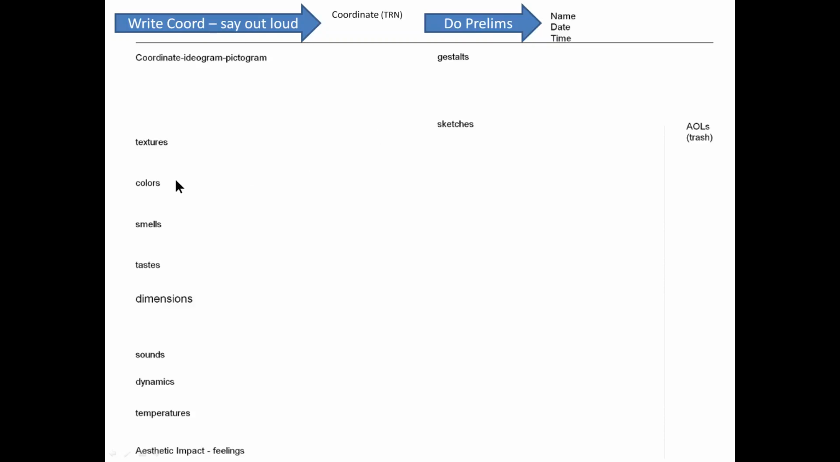And a lot of people like to go through the possibilities, and they even will use a sheet like this, which I'm happy to send you, where they specifically ask for textures, colors, smells, tastes, dimensions, geometry, sounds, dynamics. You can get temperatures, anything that you can get normally using your senses, you can get in a remote viewing session.